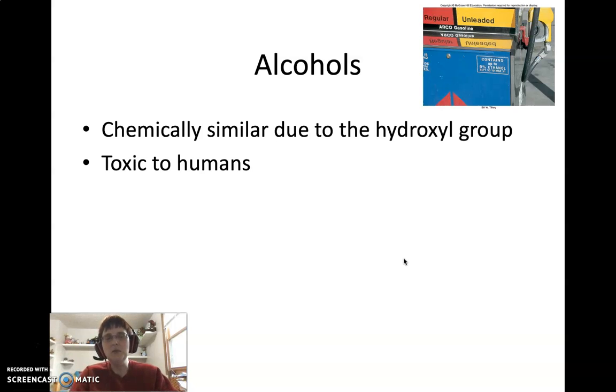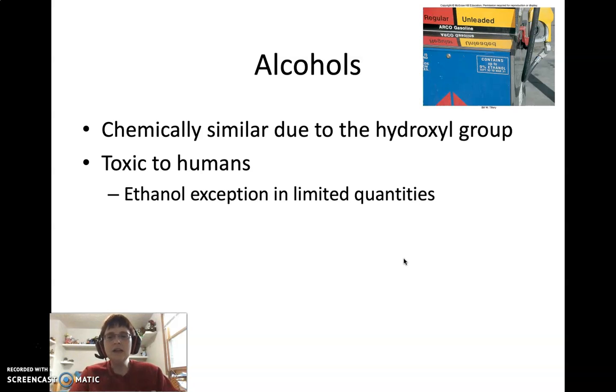So you may be familiar with this with some of the alcohols already. There is one exception, and that is ethanol. So methanol is toxic to us, the one from CH4. Ethanol, which is the next one up, is the exception. It is not toxic to us as long as it is consumed in limited quantities.